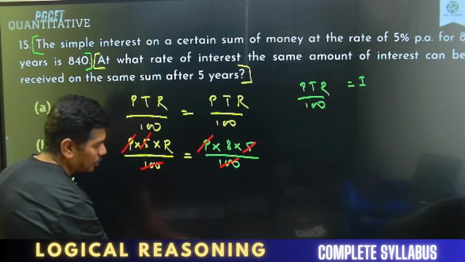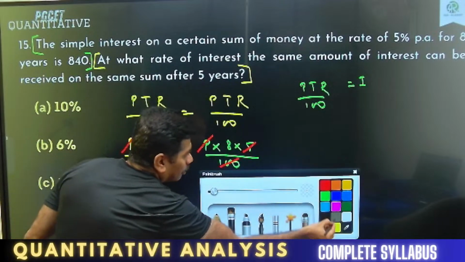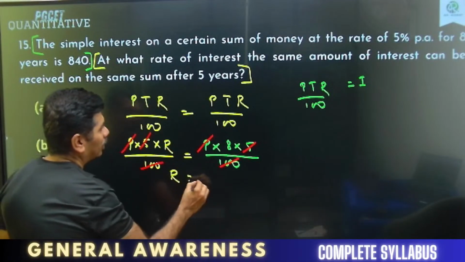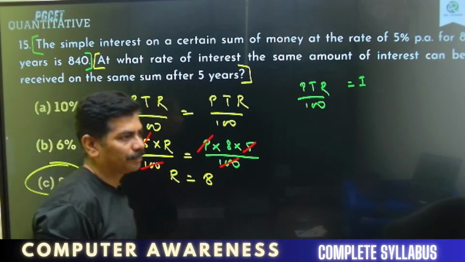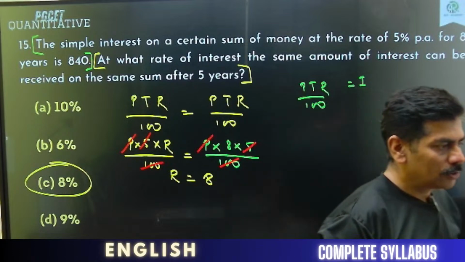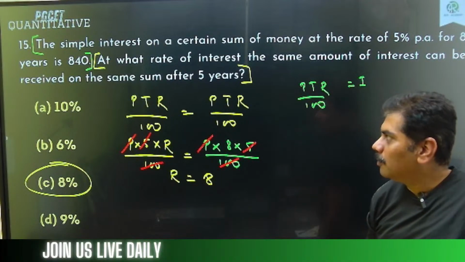See here, it's so simple now. Simply the rate of interest is 8. Here is your answer. So this will give you the rate of interest.